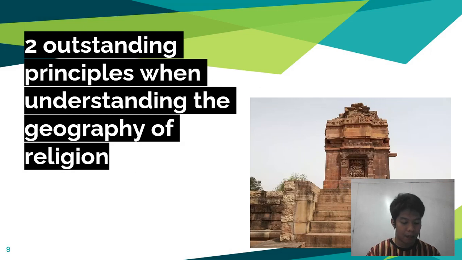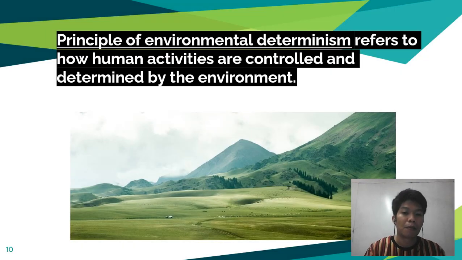And we need to understand these two outstanding principles when understanding the geography of religion. First is the principle of environmental determinism. It refers to how human activities are controlled and determined by the environment. Environmental determinism refers to the huge influence of the physical environment on the formation of culture, religion, and human activities.